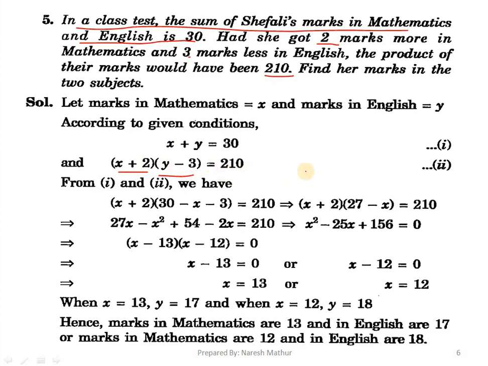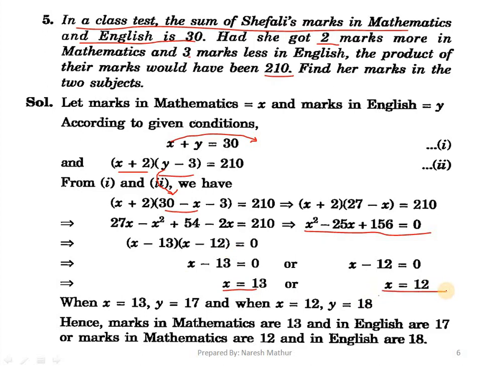But in a quadratic equation, we always use only one variable, so we have to substitute the value of y. The value of y from here will be 30 minus x. Then put the value of y here, so it will become 30 minus x minus 3. Just solve it. X plus 2 times 27 minus x equals 210. We'll make a quadratic equation. The middle term will be split into minus 13 and minus 12. So we have x equals 13 and x equals 12.